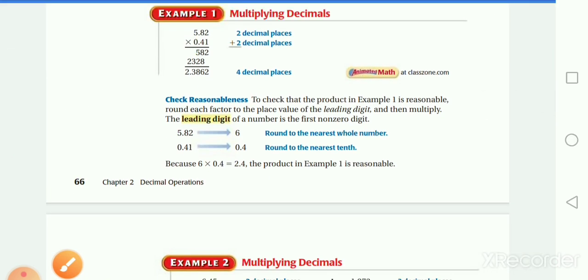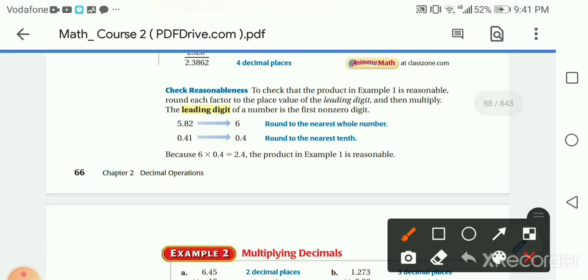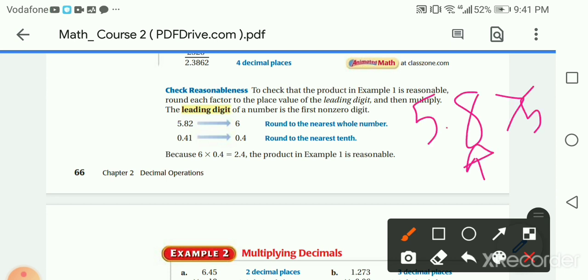So check reasonability, to check whether the product in example 1 is reasonable. Round each factor to the place value of the leading digit and then multiply. The leading digit here, I have 5.82. Round to the nearest whole number, which means ones. So here 8 is greater than 5, so it will be 6. Yes, bravo. 8 is greater than 5, so it makes the 5 into 6.